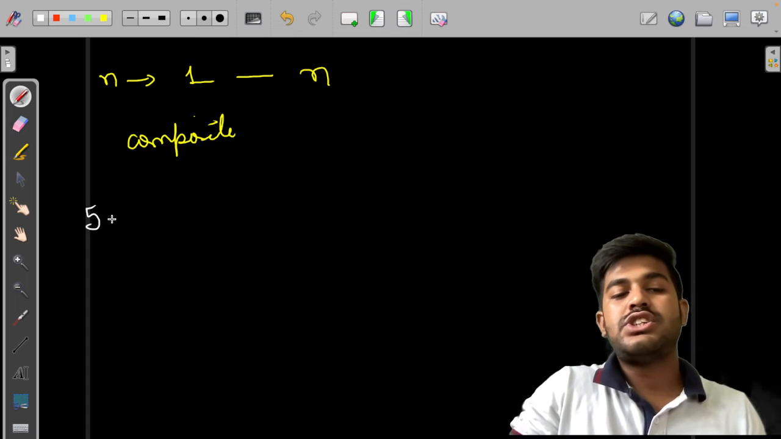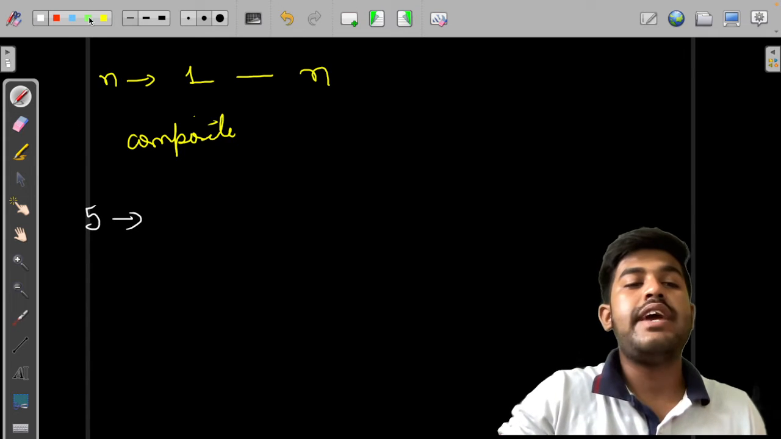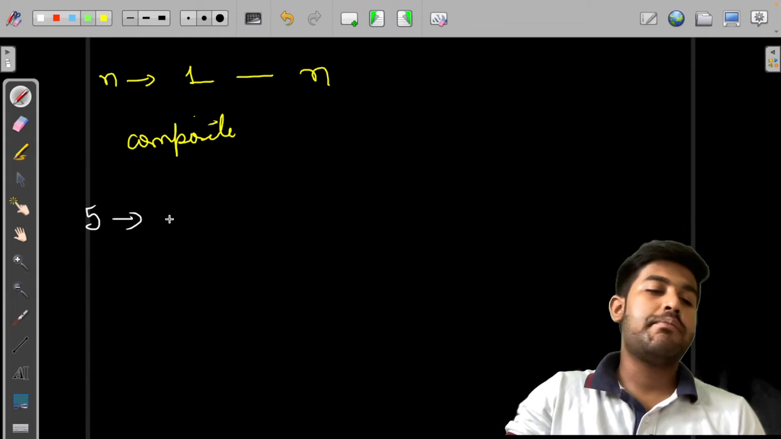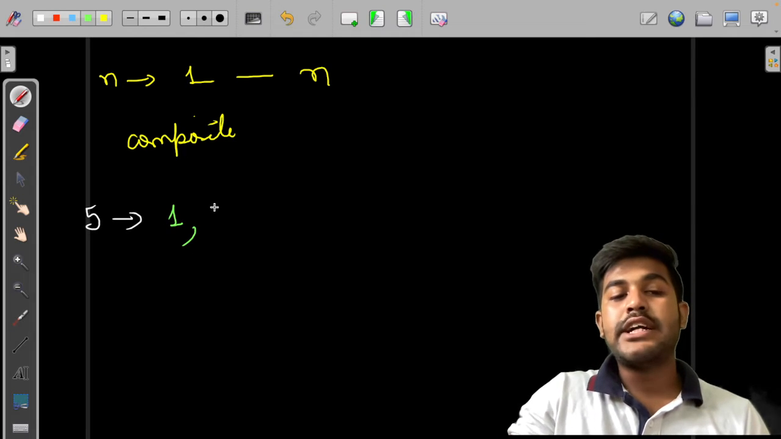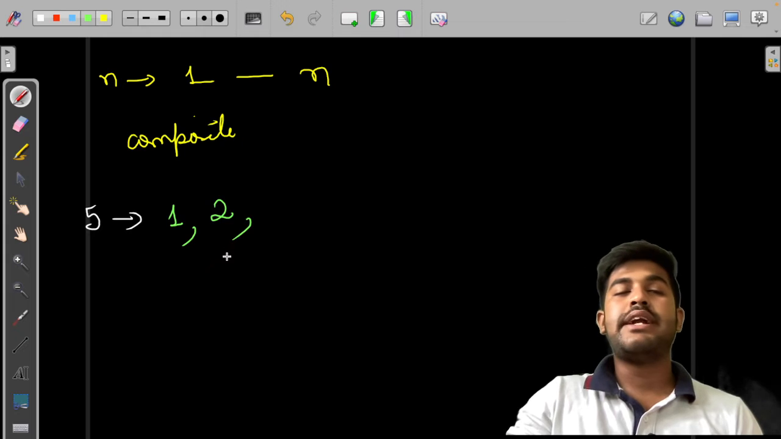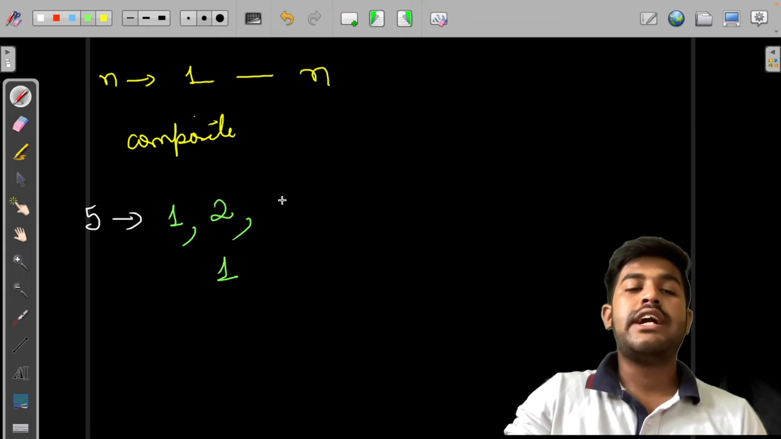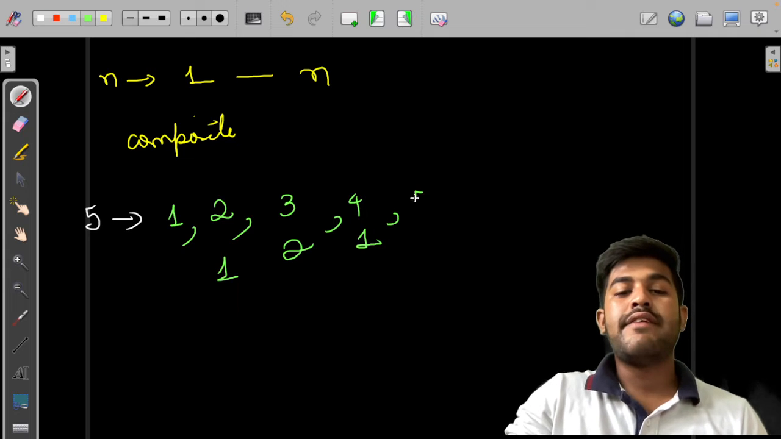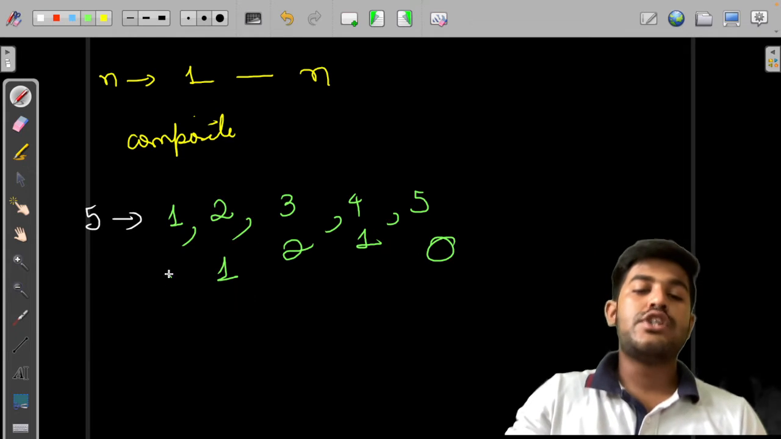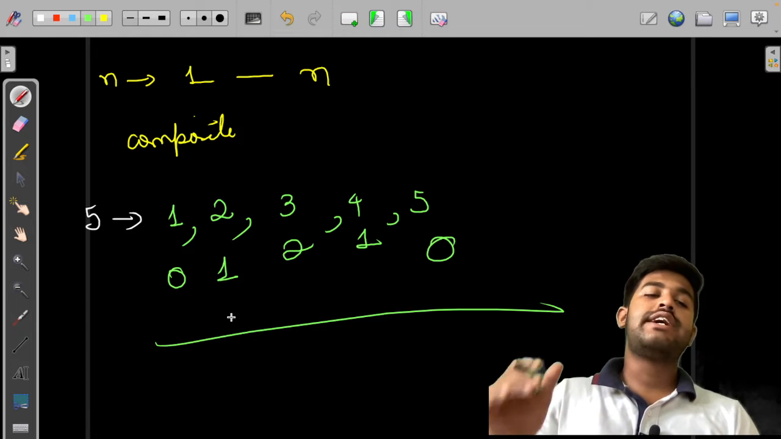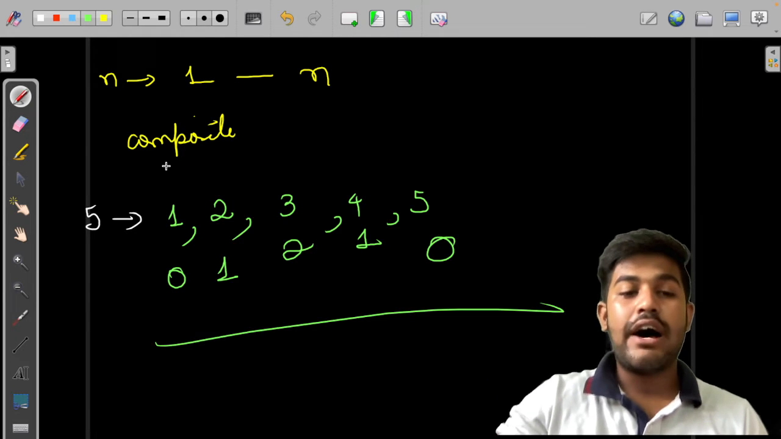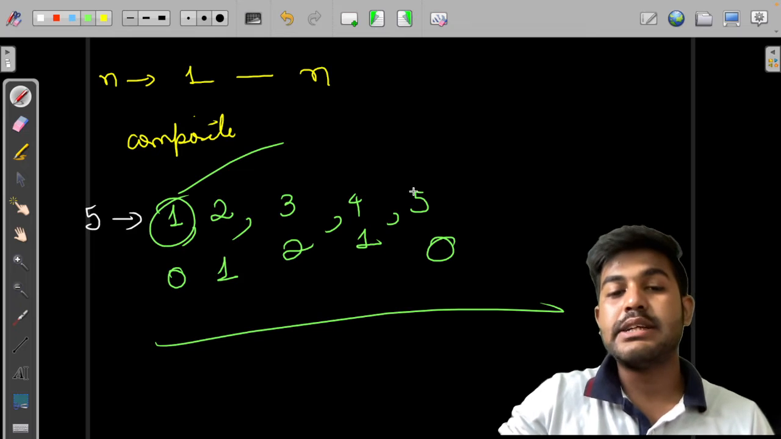Okay, so let us first see the sample for 5. If we have 5, then we would divide 5 by 1, and yes, the remainder is 0. Then we try to divide it by 2, and the remainder is 1, so this is fine. Divided by 3, the remainder is 2. Divided by 4, the remainder is 1, and then divided by 5, the remainder is 0. So there are only two numbers that give the remainder 0, and so we can see that this is a prime number.